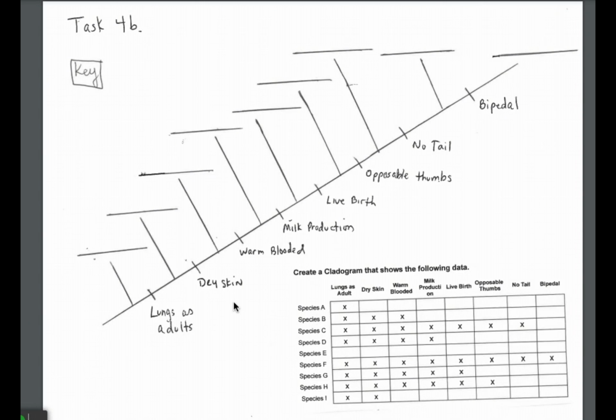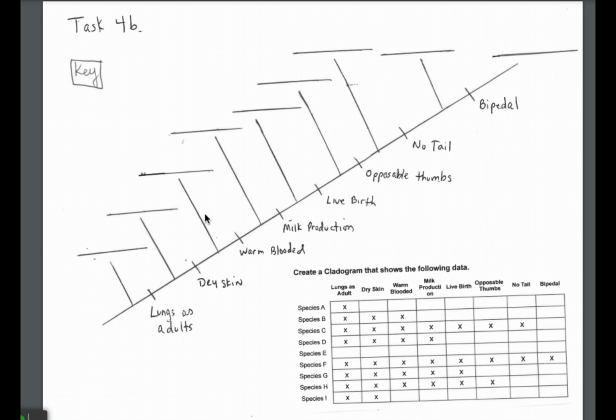Hello, biology students. Welcome to this explanation of task 4B, in which you're going to be asked to make a couple of cladograms. This first one, you're going to be given a table. So you see the table of characteristics: lungs, dry skin, warm-blooded, milk production, so forth, all the way to bipedal, meaning you walk on two legs like we do. So the traits are along here.